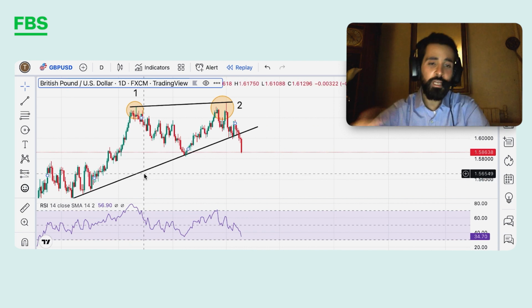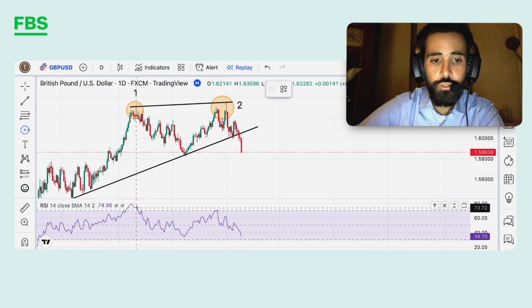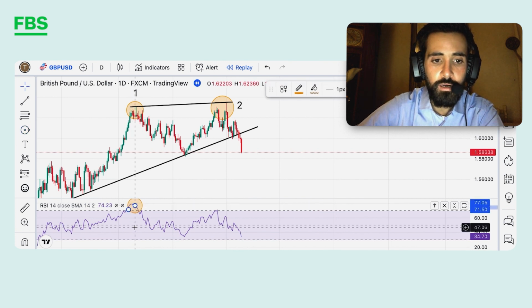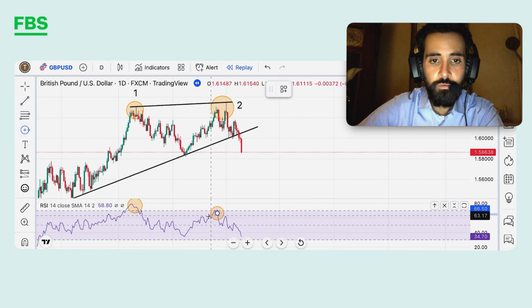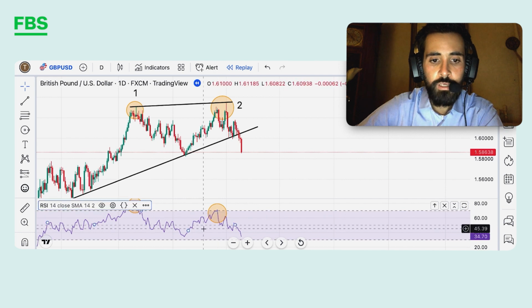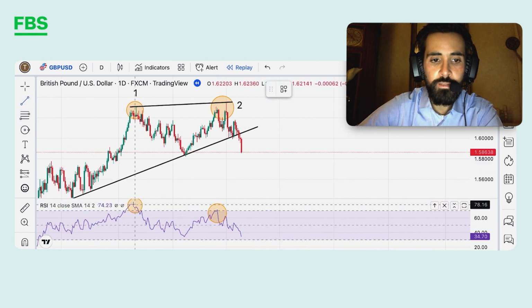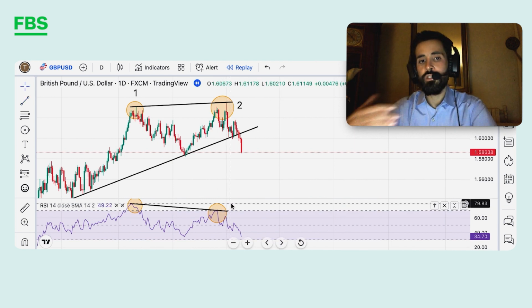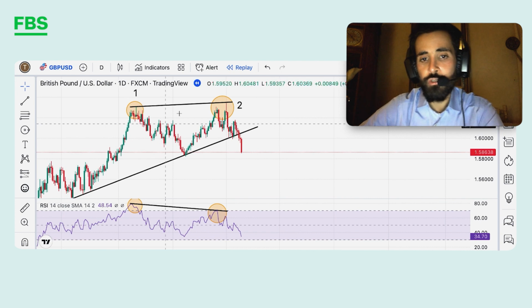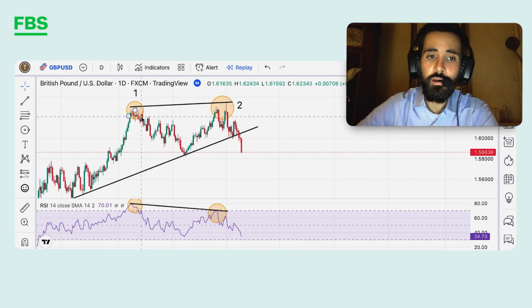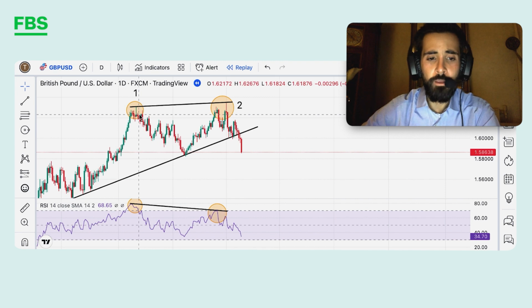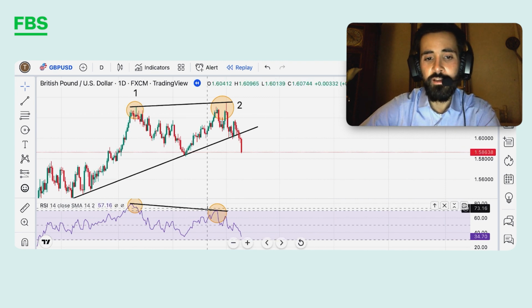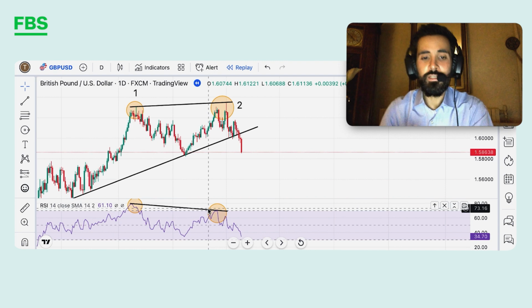Then we connect these two highs on the RSI to check for divergence. This would be our first high right here, and our second high would be right here. As you see, if we connect these two together, it forms a downward slope. So on price action, number 2 is higher than number 1, yet on the RSI, 1 is higher than 2. So this is divergence.